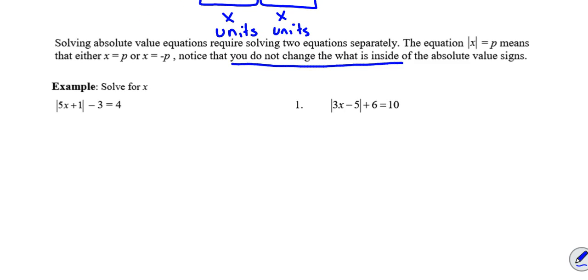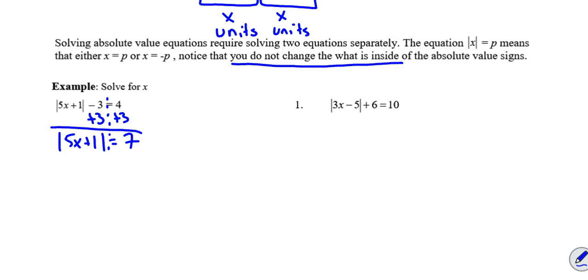So on this equation here, if we're talking about the absolute value of 5x plus 1 minus 3 equals 4, our first step is to isolate our absolute value. So we can say the absolute value of 5x plus 1 is equal to 7.